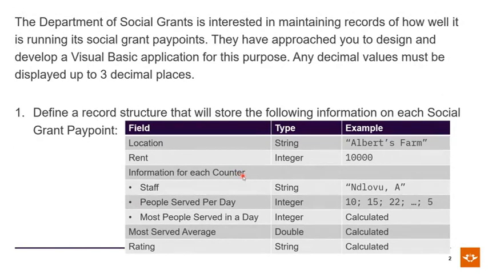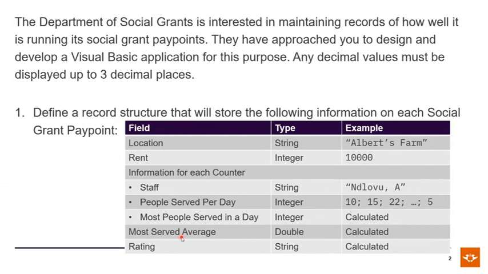Okay, so if you were to look at the structure of this particular table, you'll see that this overall table describes information fields relating to each social grant pay point. So what you should pick up from this is that you are going to have a data structure that will be on a social grant pay point. So you can call it pay point perhaps. And this pay point will comprise of 1, 2, 3, 4, 5 fields. So there are 5 fields for the pay point record structure.